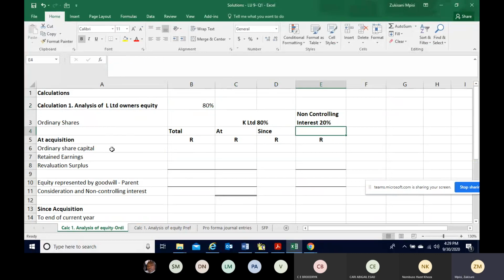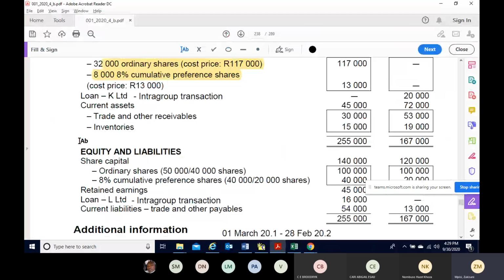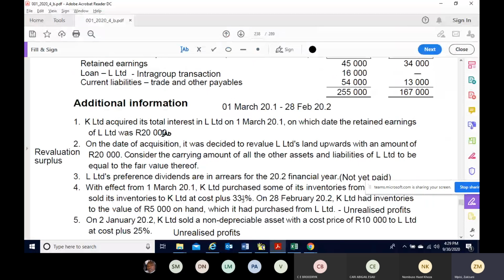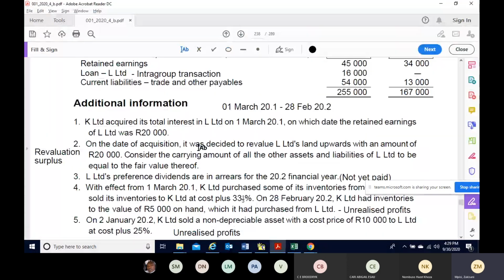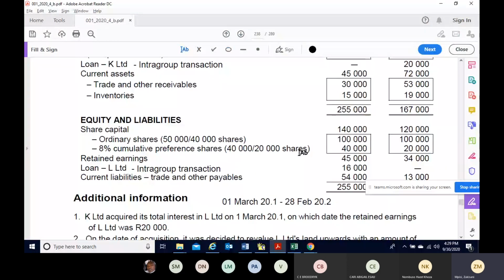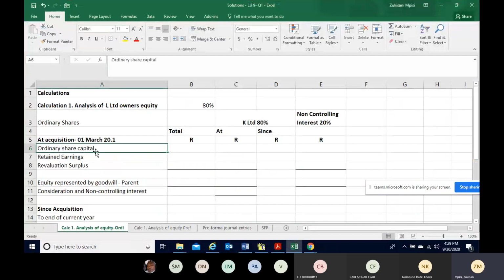So in terms of the acquisition, which happened on the 1st of March 20.1, remember, you've been given this information to tell you when the acquisition took place. At acquisition, we've got the ordinary share capital of 100,000.